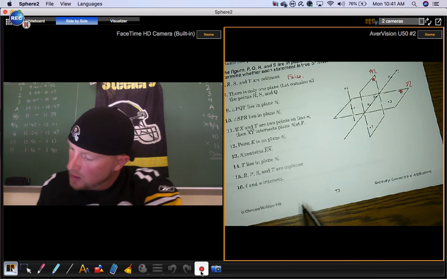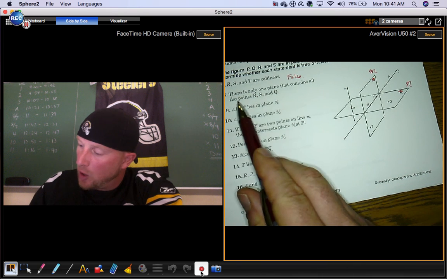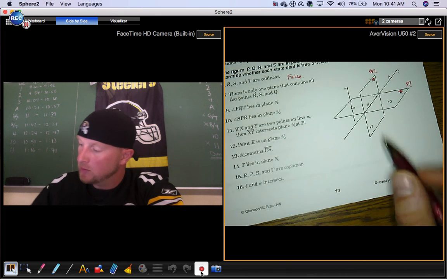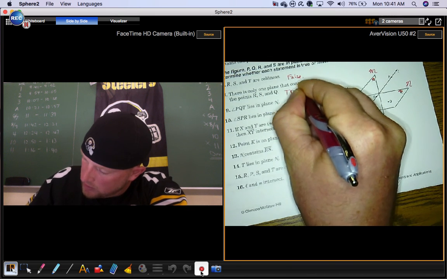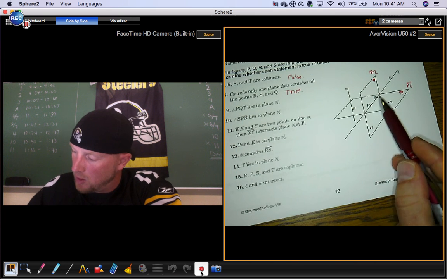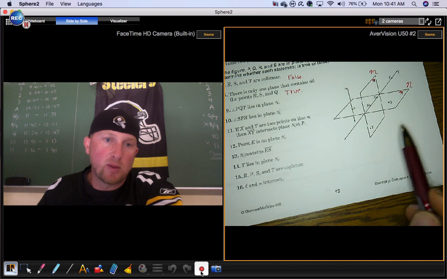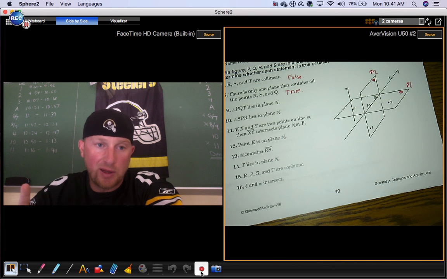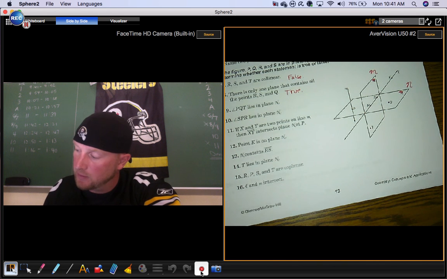Number 8, there is only one plane that contains all the points R, S, and Q. That's totally true. That's the postulate that I just talked about. Any 3 points that aren't in a line can be connected with a plane. Only one plane. Okay, and that's the horizontal one.